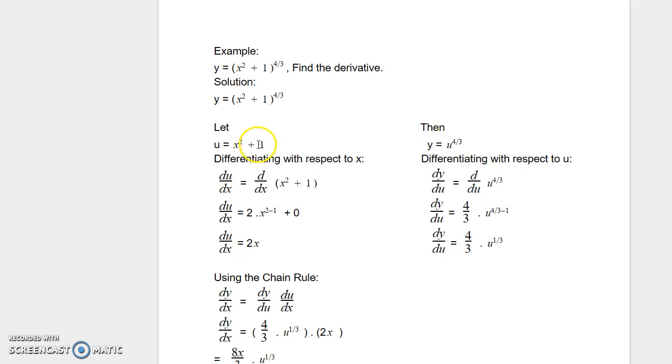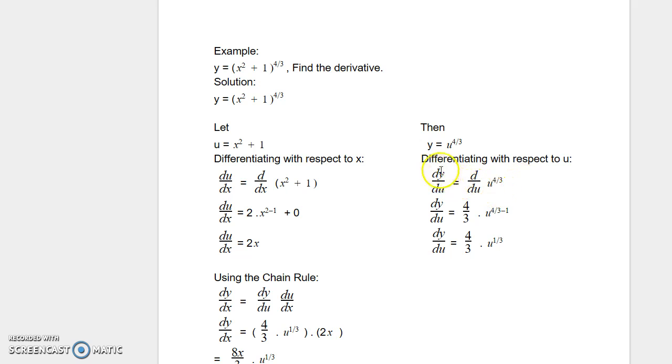Here, u is a function of x, as you can see, and here y is a function of u. We're going to differentiate u with respect to x. du by dx is equal to d by dx of x squared plus 1. For d by dx of x squared, we can use the power rule, which simplifies to 2x to the power of 2 minus 1, and d by dx of 1, which is a constant, is equal to 0. So when we simplify this further, it is going to be equal to 2x. 2 minus 1 is 1, and x to the power of 1 is x, so we can just leave it as 2x here.